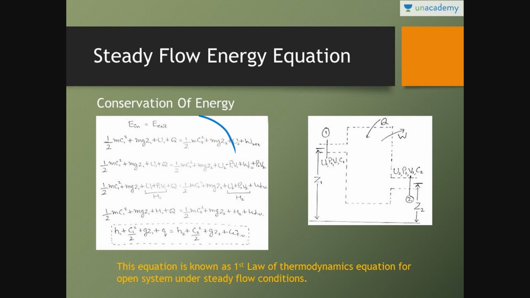Shift this minus P1 V1 to the left hand side. It comes out to be kinetic energy, potential energy, and U1 plus P1 V1, which is what? Enthalpy. We can write U1 plus P1 V1 as enthalpy. Enthalpy is basically used in open flow. And U2 plus P2 V2, we can write as enthalpy. So the final equation per unit mass comes out to be H1 plus C1 square by 2 plus gZ1 plus small q equals H2 plus C2 square by 2 plus gZ2 plus W.